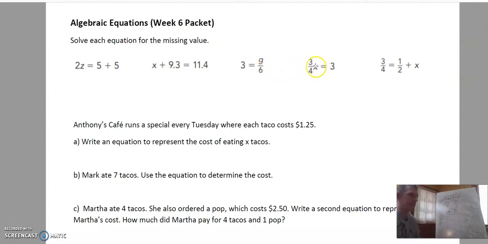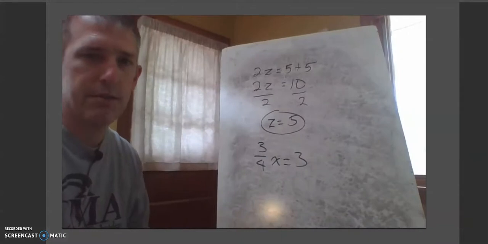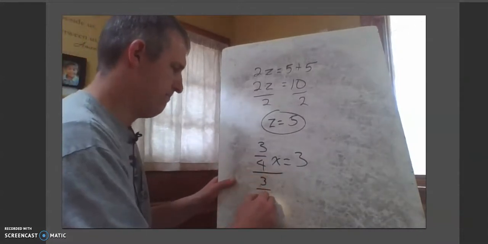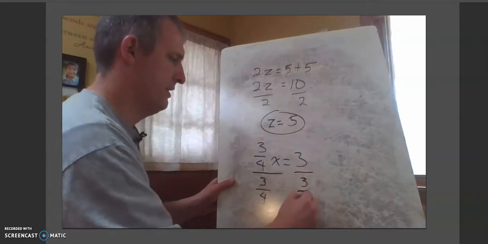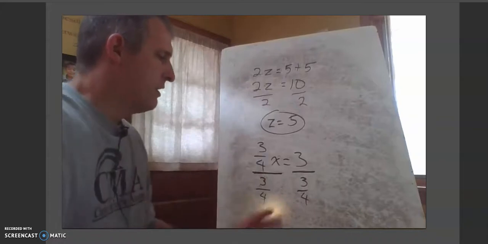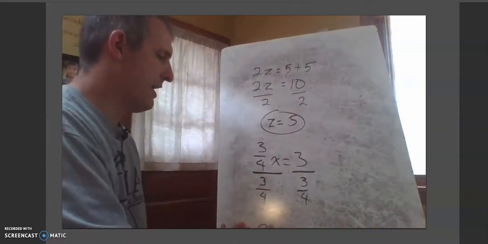Okay, now let's take a look at this one. 3/4 x equals 3. Okay, well, what's happening to our variable? It is being multiplied. So we want to do the opposite of that, which is division. So we're going to divide both sides by 3/4. Now there's another trick I could do, but I don't think we're going to get into that today. We're just going to divide both sides by 3/4. So what's left over here? It's just going to be x.